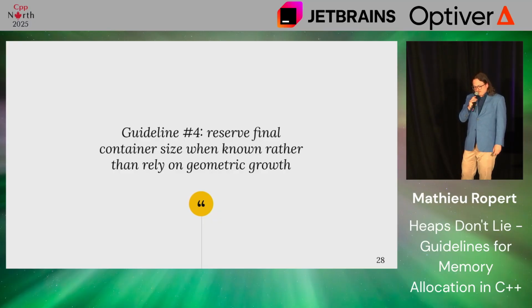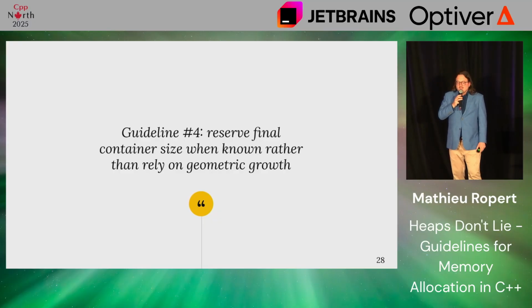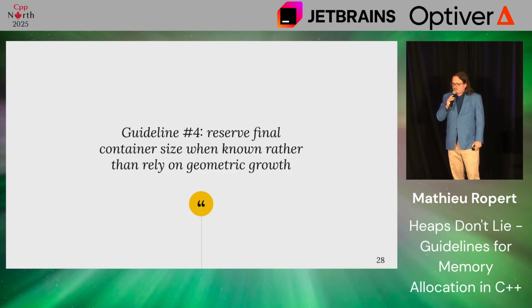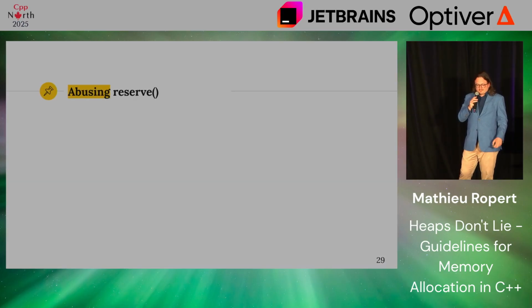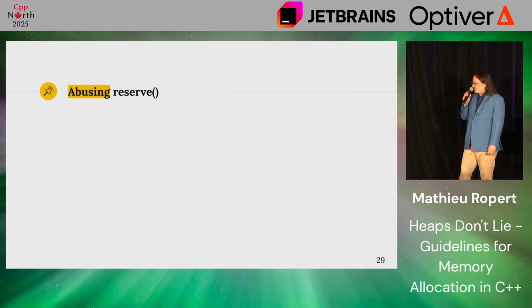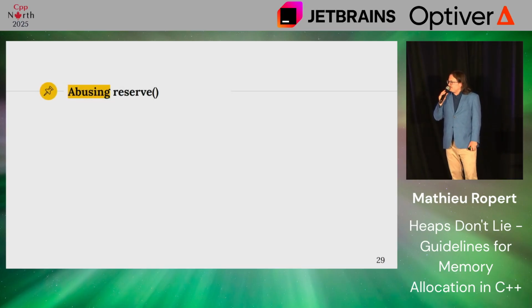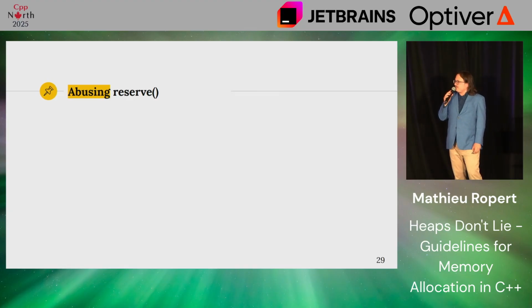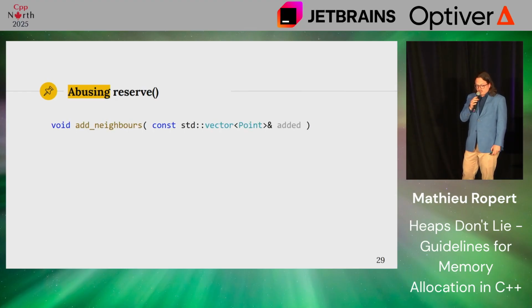That's great. So, 4th guideline. Reserve final container size when known rather than rely on geometric growth, because geometric growth will try to save you from yourself, but it doesn't work for that kind of process. But of course, for every rule, there is an exception. It is actually surprisingly easy for programmers to abuse reserve, I've learned through code reviews and performance investigations.